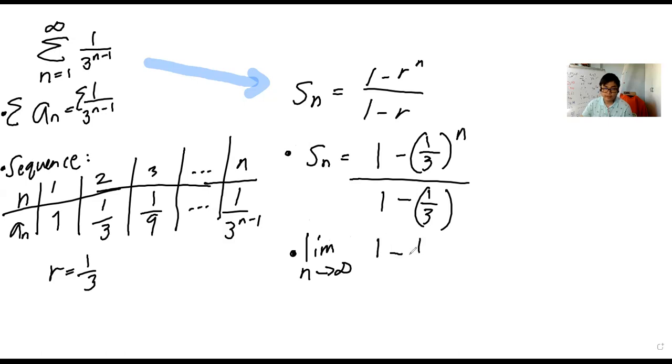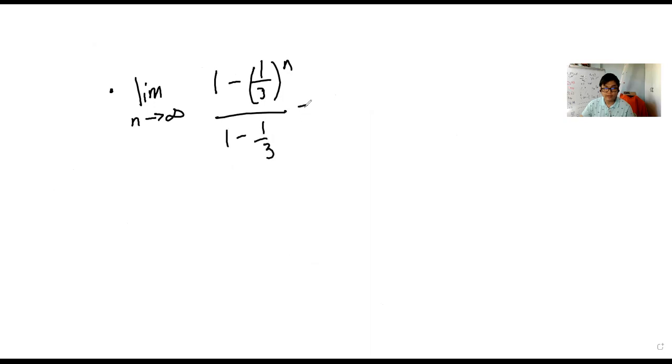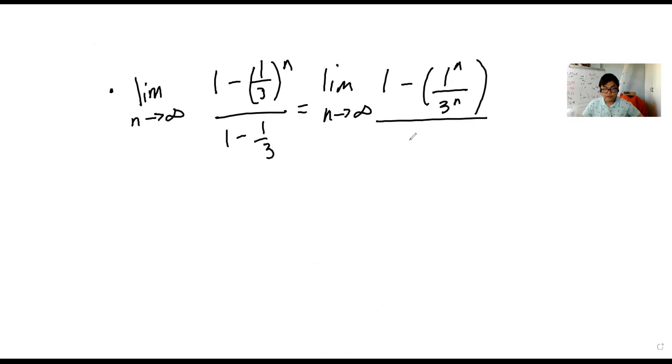1 minus 1/3 raised to n. Okay, rewrite natin. So, getting again the limit as n approaches infinity. So that will be 1 minus 1/3 raised to n over 1 minus 1/3. You can simply get the limit as n approaches infinity of 1 minus 1 raised to n over 3 raised to n, over 2/3, no?